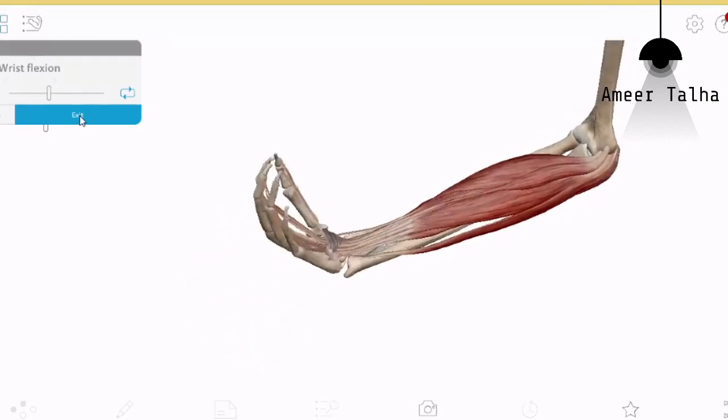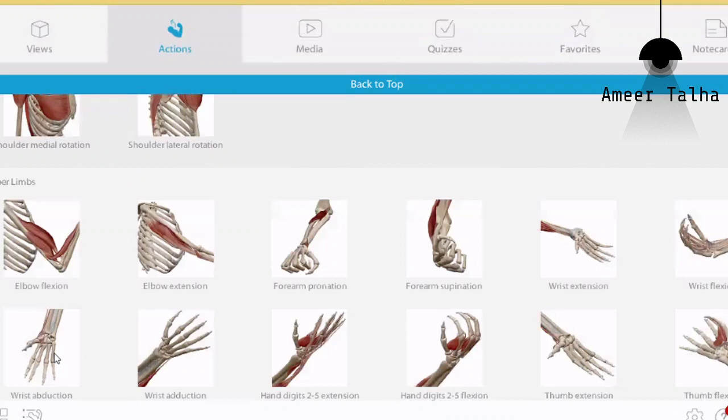Then the two other movements which occur at the wrist joint are adduction and abduction.